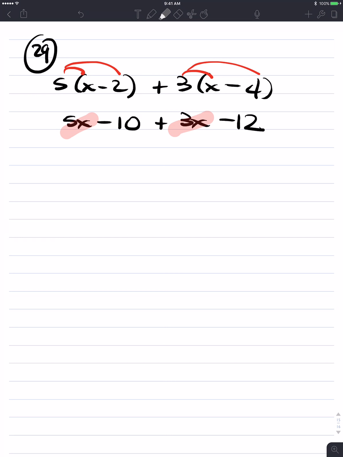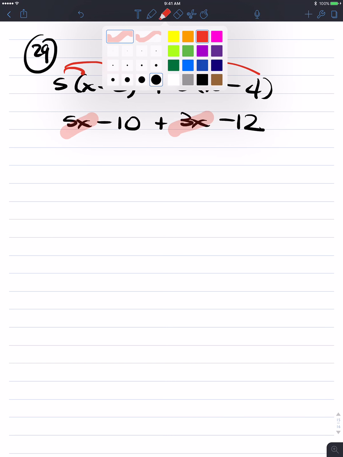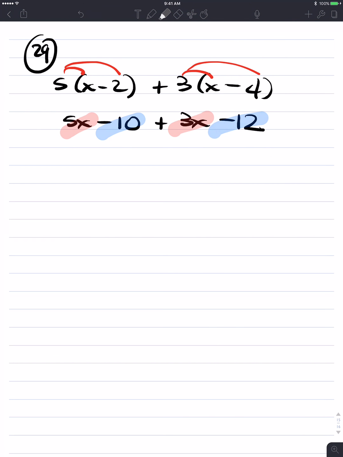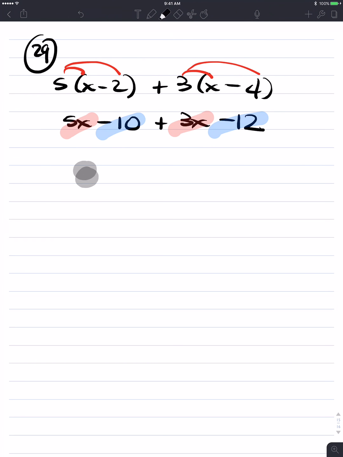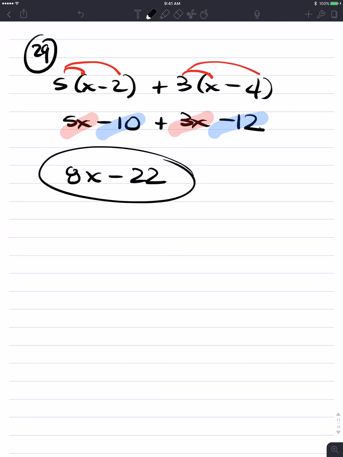5x and 3x can be combined for 8x. Negative 10 and negative 12 can be combined for negative 22. So we get 8x here, 8x minus 22. You are done.